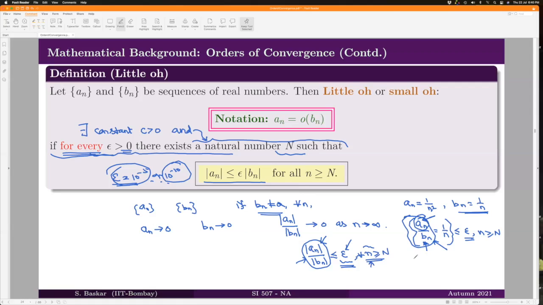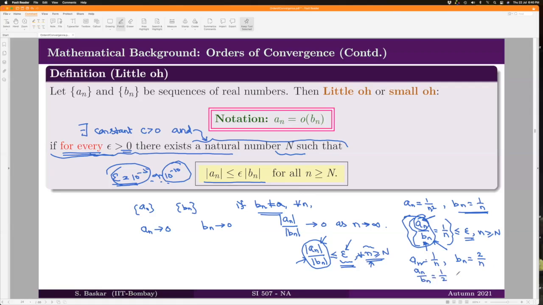Whereas if you take another example, an equal to 1 by n and bn equal to 2 by n, you see that an by bn is equal to 1 by 2.